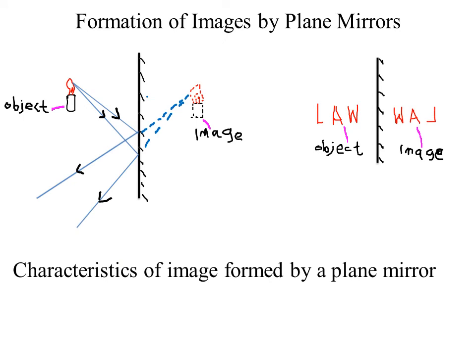Then lastly, we look at formation of images by plane mirrors. Now, how are images formed by plane mirrors? Plane mirrors form images by regular reflection. Regular reflection means that after reflection, the rays will move either parallel or in the same direction. So plane mirrors form images by regular reflection.